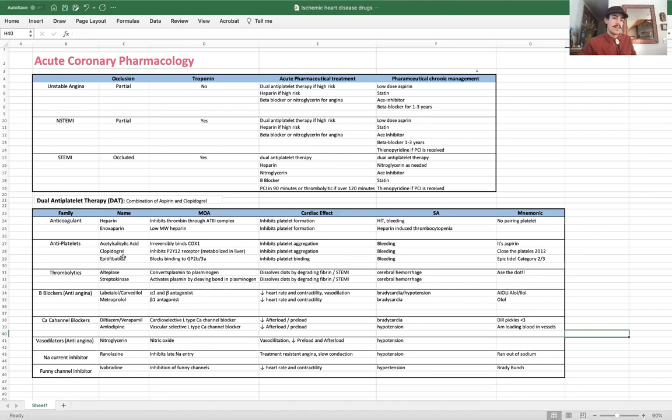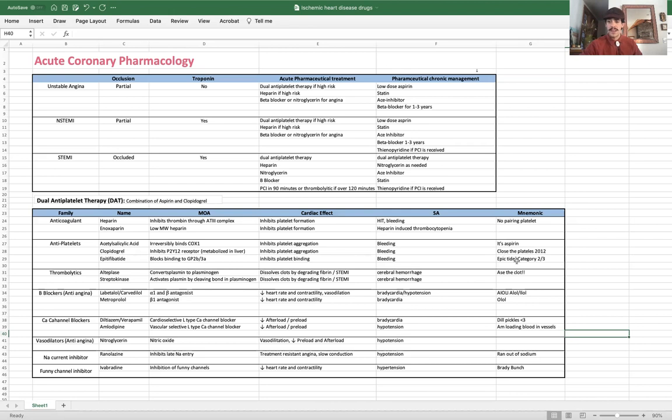The second hitter on the list for an antiplatelet is Clopidogrel. This is typically what's used with that dual antiplatelet therapy that I was talking about earlier. The mnemonic is "close the platelets, it's 2012." Why did we say 2012? Because Clopidogrel inhibits the P2Y12 receptor. This is metabolized in the liver, and this also inhibits platelet aggregation. And then the last one is a drug that is not commonly used, but it is so fun to say. On 3, let's say it: Eptifibatide. Eptifibatide.